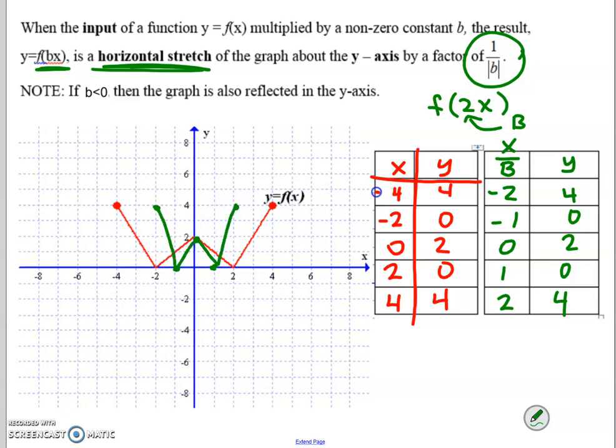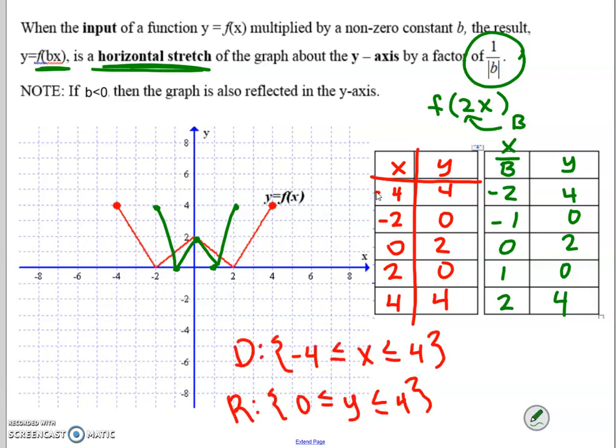So when you look at this, my new graph is actually half as wide. So when your b value is 2, it actually gets half as wide. So it's the opposite of what it seems like it should be. Now let's compare the domain of the new graph. The new graph only goes from -2 to +2. So -2 is less than or equal to x is less than or equal to 2. Notice that the domain is also only half as large as it used to be. The range in this case hasn't changed. It still goes from 0 to 4.